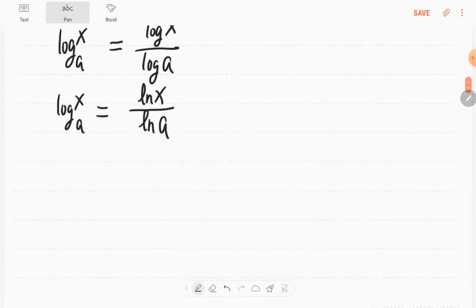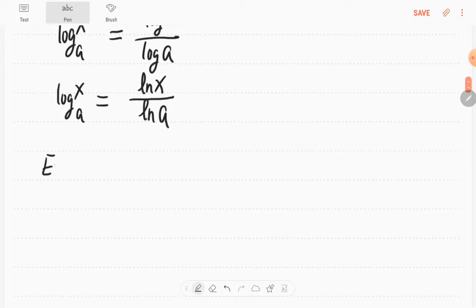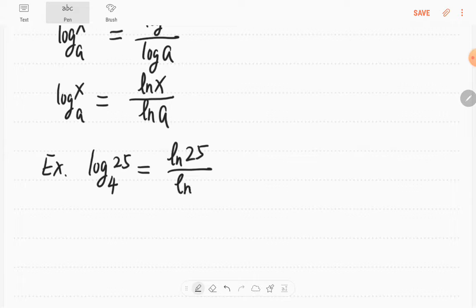Here is one example. If you have log base 4 of 25 and want to evaluate it, we notice that our calculator cannot do that. The calculator can only do the natural log, ln, and the common log, which is log only. So what should we do? We can change the base. Let's change the base to ln 25 over ln 4. Then you can use your calculator.